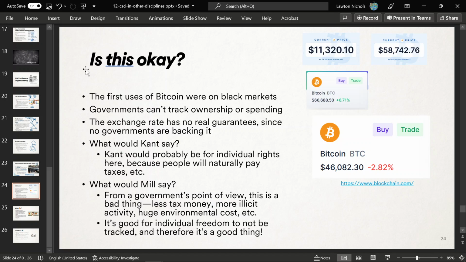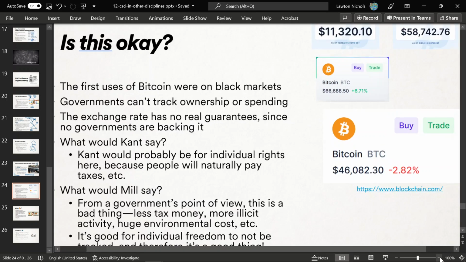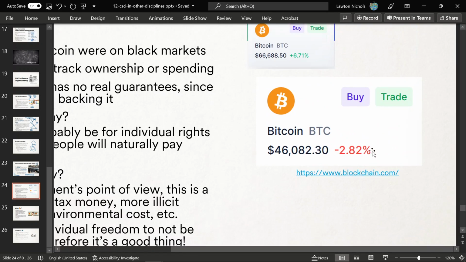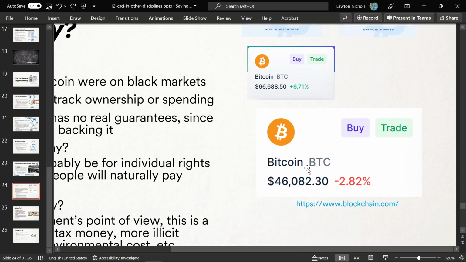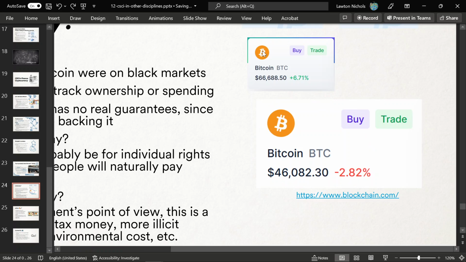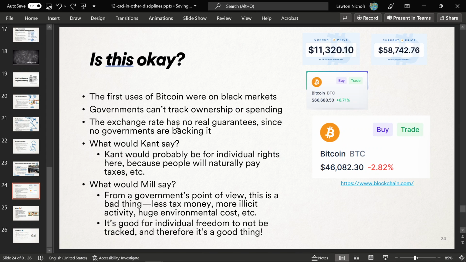Okay. First of all, I like to keep track of the current price of Bitcoin every semester. So the first time I taught this class, Bitcoin was at like 11,000. Second semester, it was at like 60,000. Then it was at 66, and now it's back down to 45. So it's all over the place. This is the most recent one right now. So that's fun. But let's try and analyze this, okay?